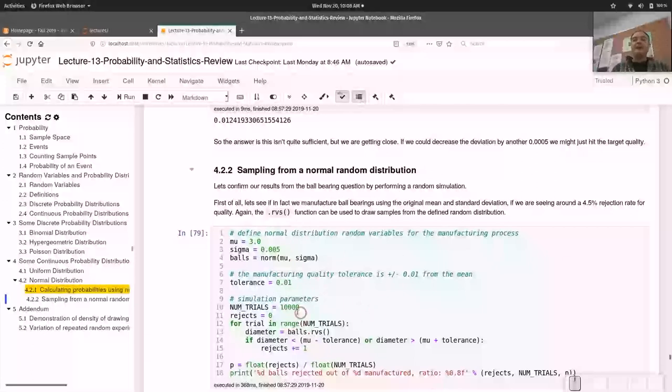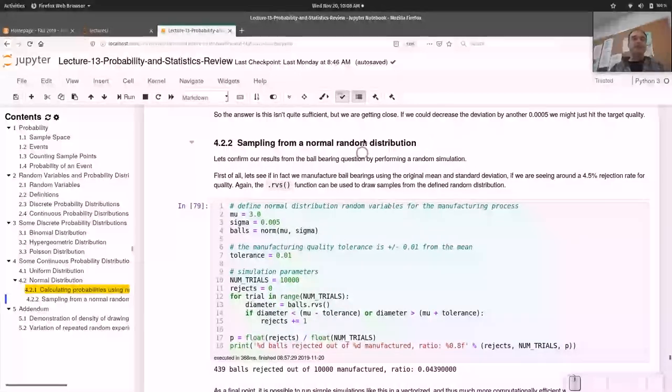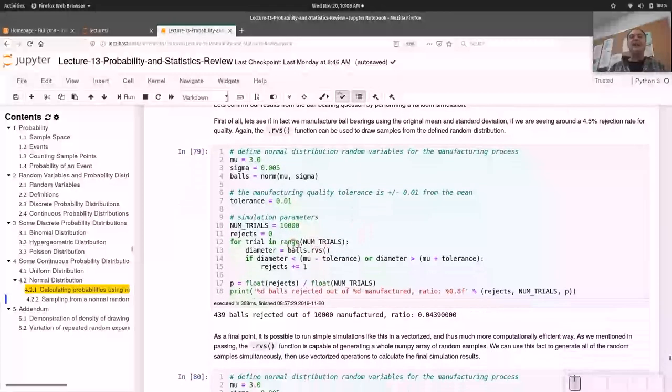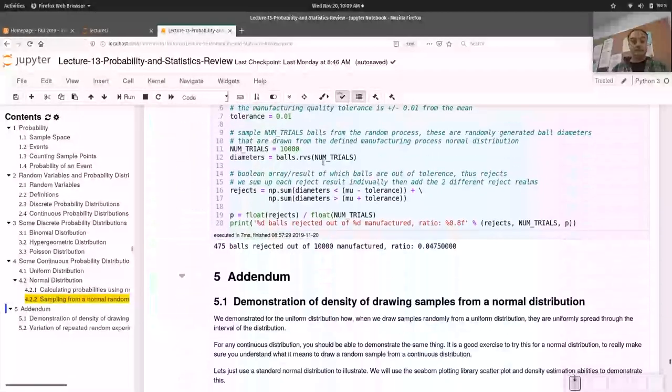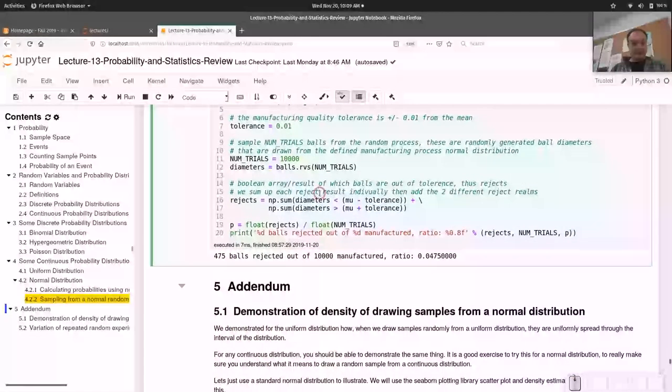So we're simulating this manufacturing process where we're manufacturing ball bearings that have a mean diameter of 3 and a standard deviation on the diameter of 0.005. So here we're trying to confirm the previous results that we did, right? How likely is it to have ball bearings that are more than 0.01 millimeters or whatever the measurement is, less than or greater than the mean that we want here? We can do that by using a Monte Carlo simulation where we generate random ball bearings using the RVS to generate random numbers from a distribution that has a mean of 3 and a standard deviation of 0.005, right?